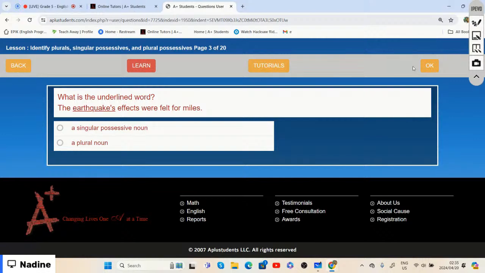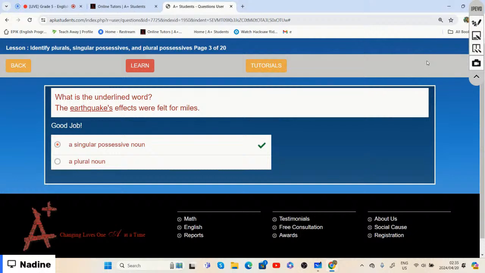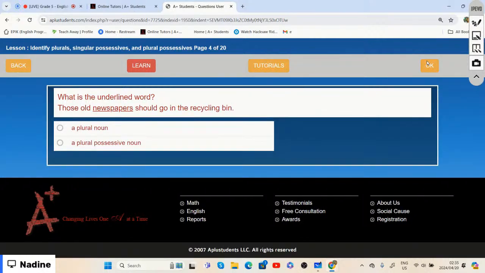All right, so earthquake's refers to a singular possessive noun. Yes. So well done. Singular possessive noun is correct.